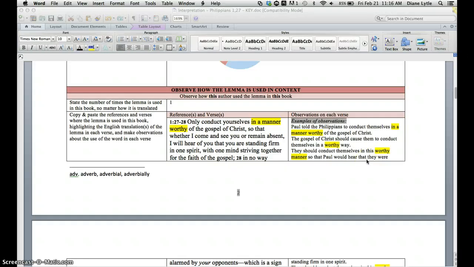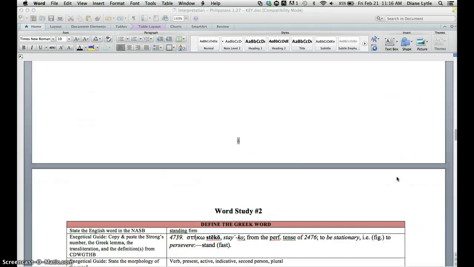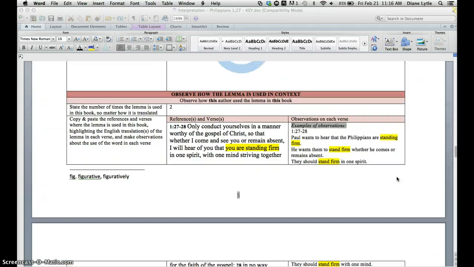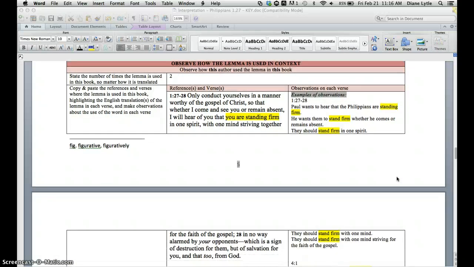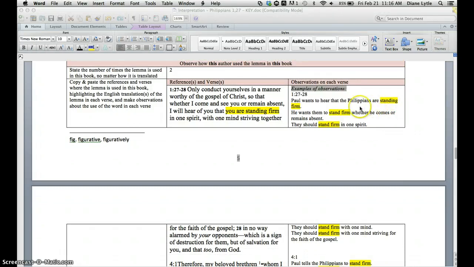Don't just say they should conduct themselves in a manner worthy of the gospel. I want you to break it down into lots of pieces. Look for every single thing you can possibly find in that verse about that word, in a manner worthy of the gospel. And you're going to do that with each key word, only looking how that word is used in that context. Highlight the words in your observations. That'll keep you on track.